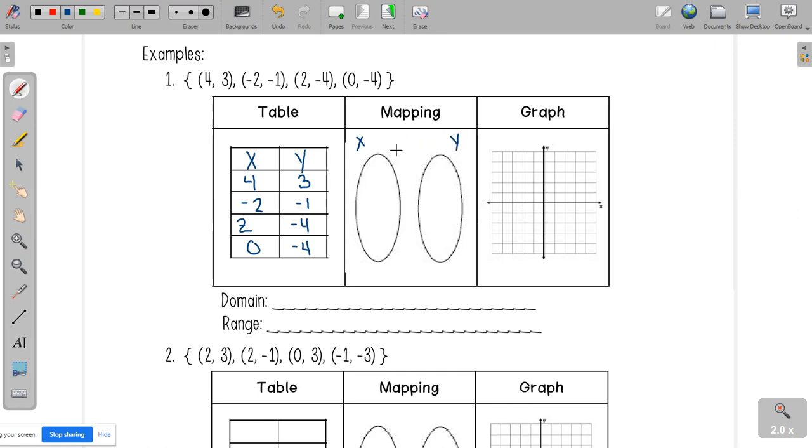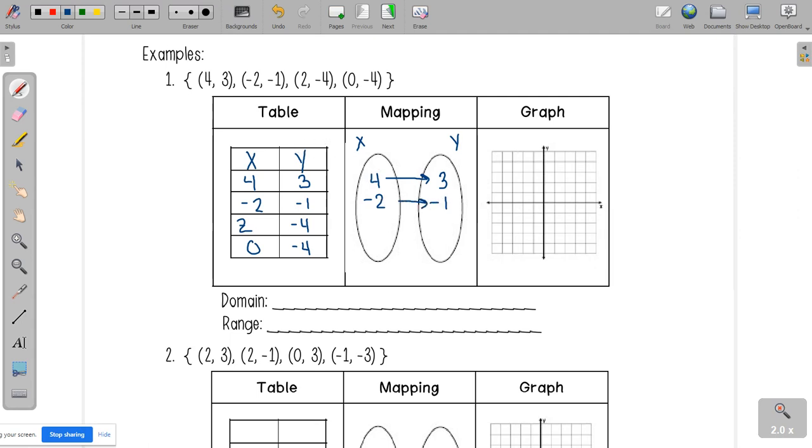A mapping diagram is where our first oval here is our x's, and our second oval is our y's. And we draw arrows to show which x coordinates go to which y. So let's start with our first point. We have 4 in our x and 3 in our y. So we're going to draw an arrow showing the mapping there. 4 gets mapped to our 3. Our next one is -2. We don't have -2 listed, so we're going to write it. And then it gets mapped to -1.